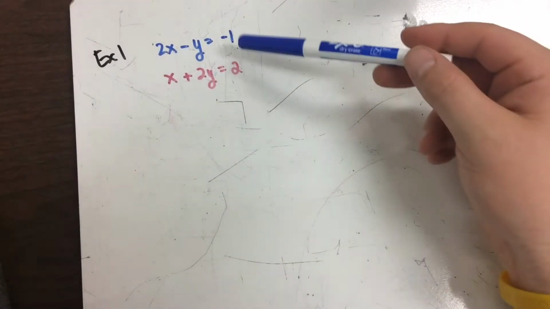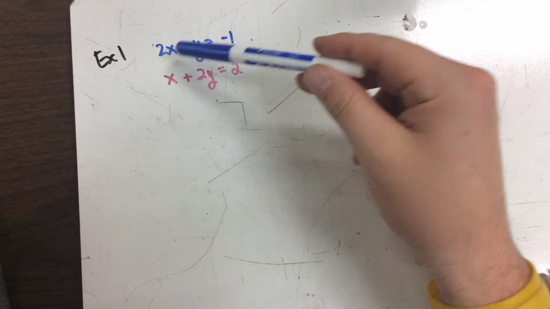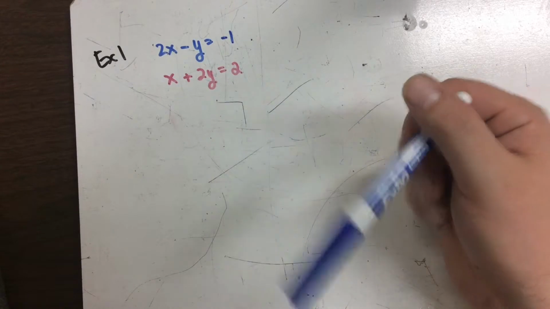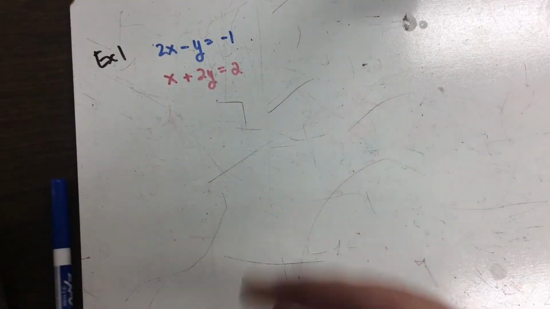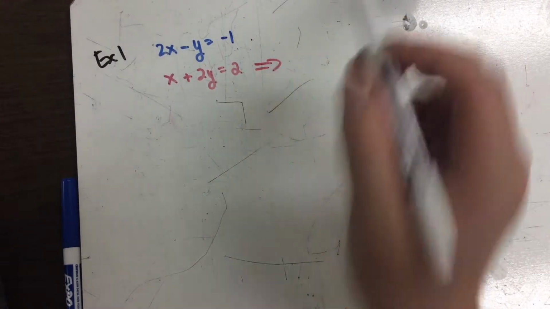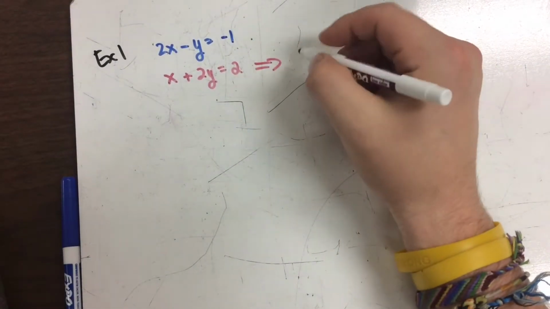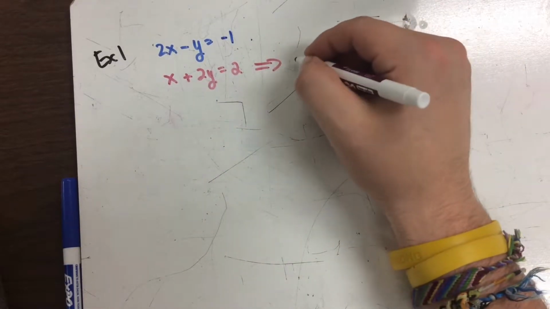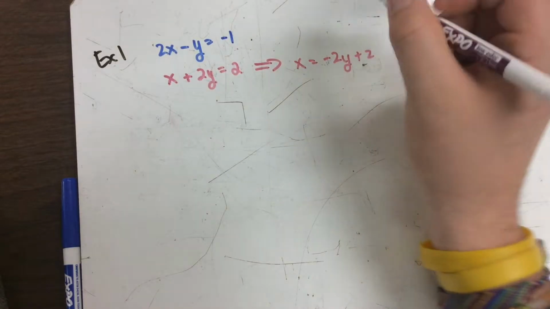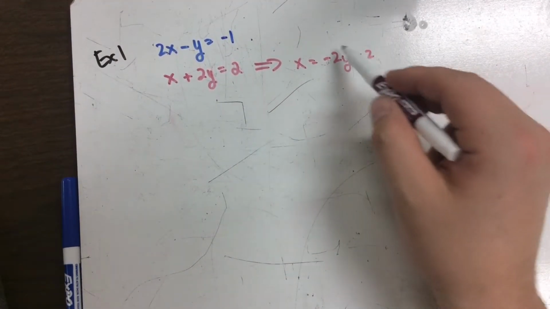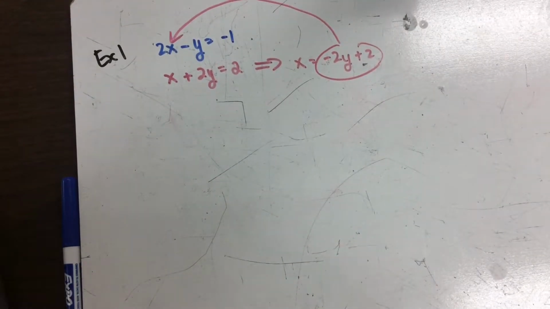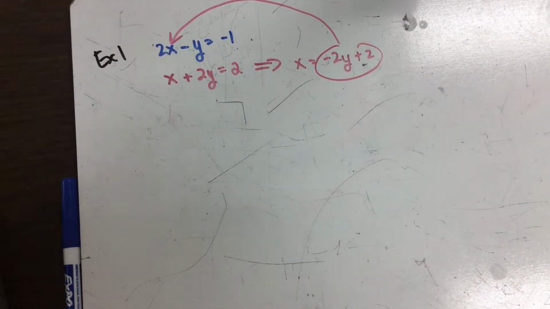Here we're looking at a system where we have 2x minus y equals negative 1, and we have x plus 2y equals 2. Now, you could do this through substitution. Again, you could take this one here and solve for a variable. So we'll solve for x. You would get x equals negative 2y plus 2. And now that we've solved for x, we can substitute it in like so, and we could go through our normal steps of substitution.